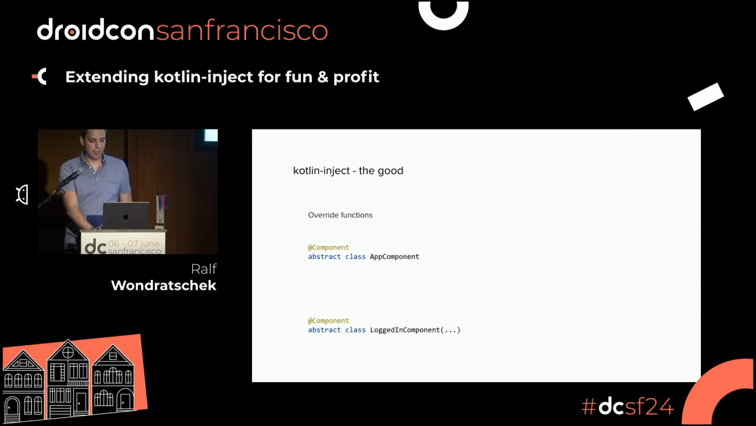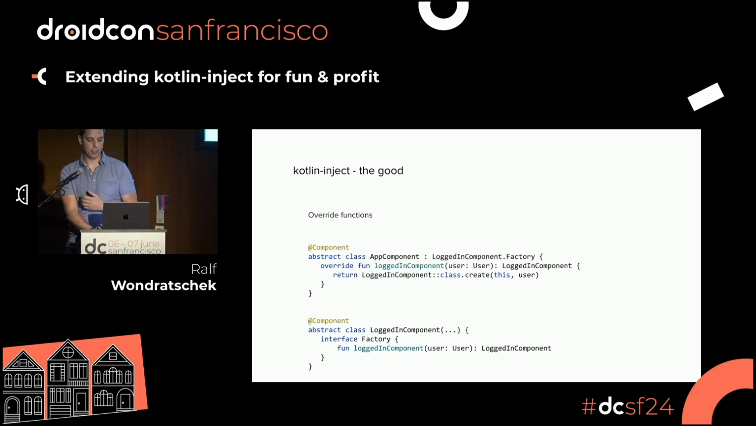A pattern that we really like, when you have a subcomponent or a dependency on another component, is to create a factory interface for the logged-in component, for example. And the argument here is, for example, that you have a user that you need to pass in from the previous example. Now, with this factory, we make the parent component implement this interface. So our app component starts implementing this interface.